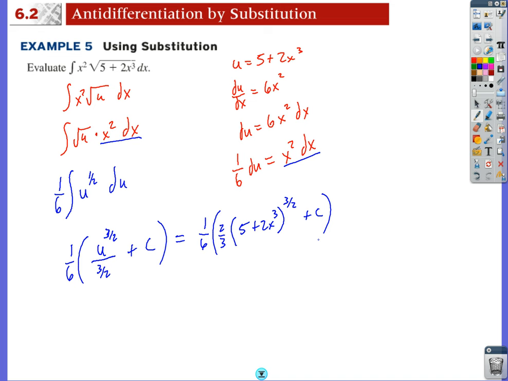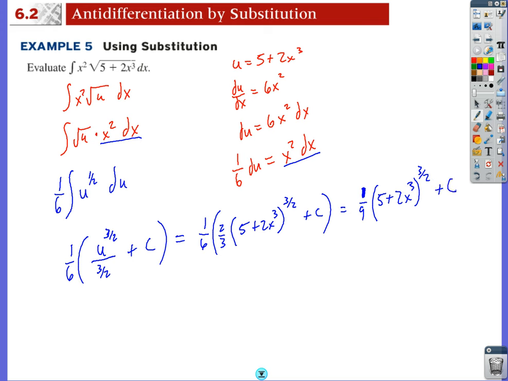And I can multiply the 1/6 and the 2/3 together, and the 1/6 and the c. What I get is 2 over 18, or 1/9. That's 1/9 times 5 plus 2x cubed to the 3/2, plus a c.